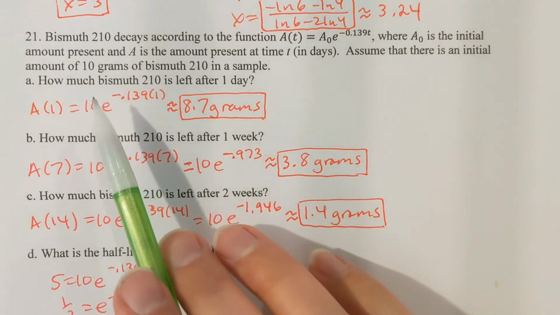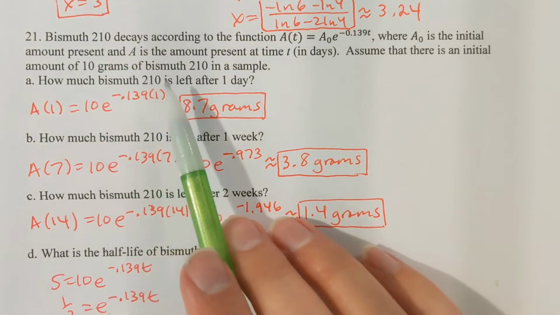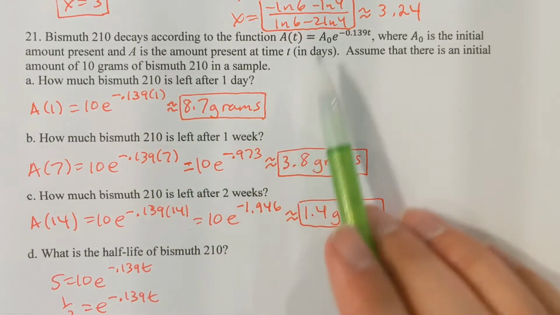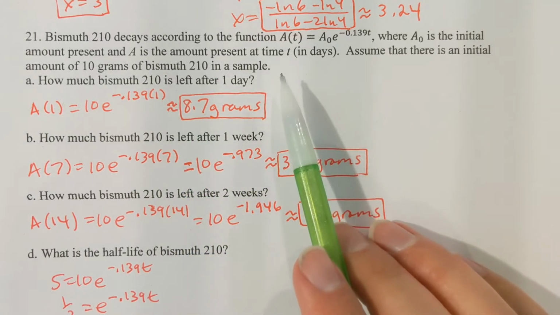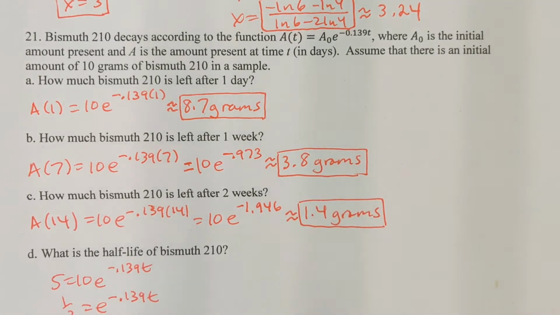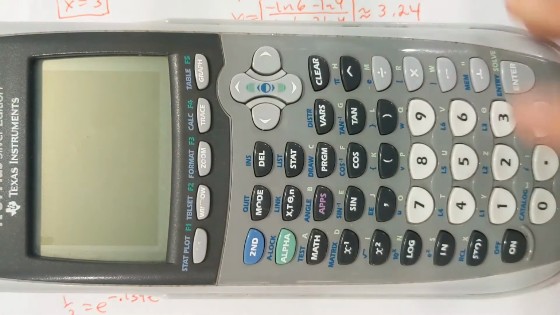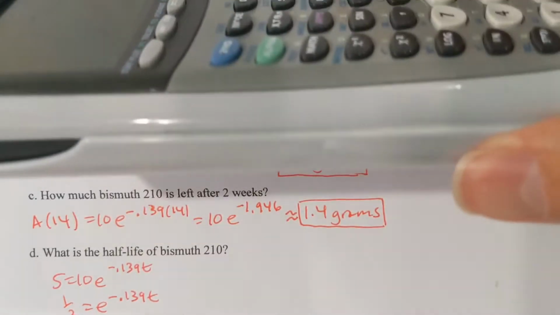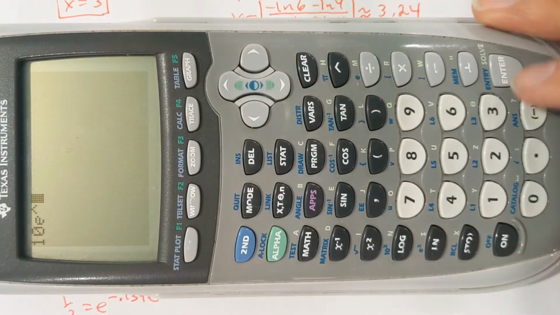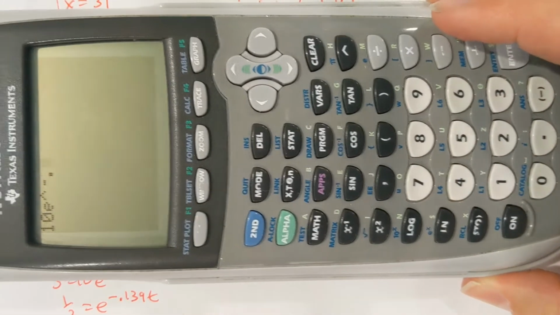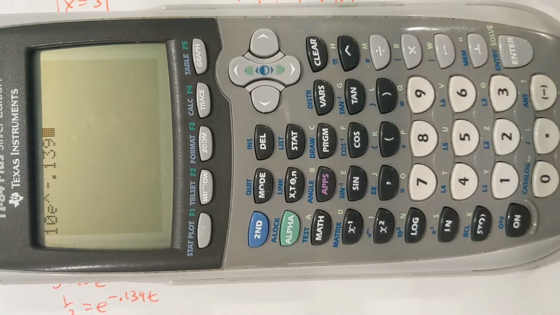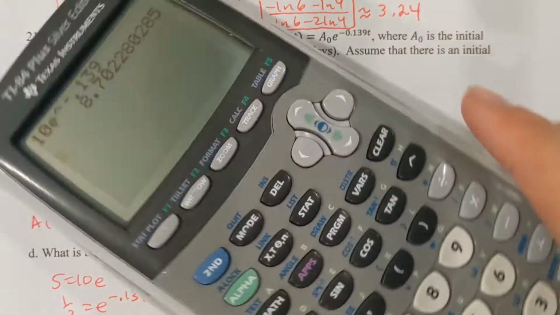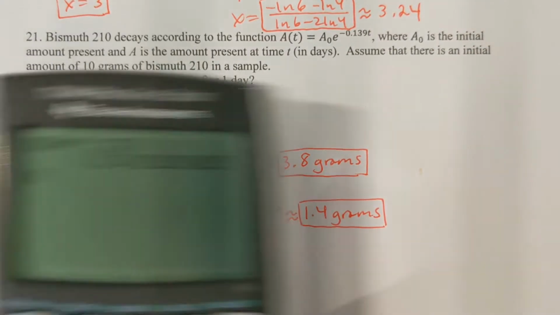So, part A, we want to know how much bismuth 210 is left after 1 day. Well, t is the time, which is in days. So that's just going to be a plug it in and simplify, right? If I do that using my calculator here, I've got 10 times e to the power negative 0.139 times 1, and we get 8.7 grams. That's what I'm getting there.